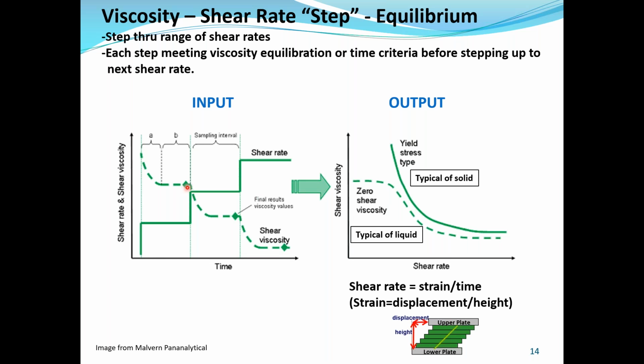Once that is established, then it goes on to the next step, increases the shear rate to the next step, and you get additional shear thickening, or shear thinning in this case. Once equilibrium is established, then go to the next step. And this could go for many stages. So the output of this is a curve that something like this is typical of a solid. At a very low shear rate, a solid can have infinite viscosity, whereas a liquid will have a different curve that could have a zero shear viscosity until you reach a certain shear, and then it will start to shear thin.